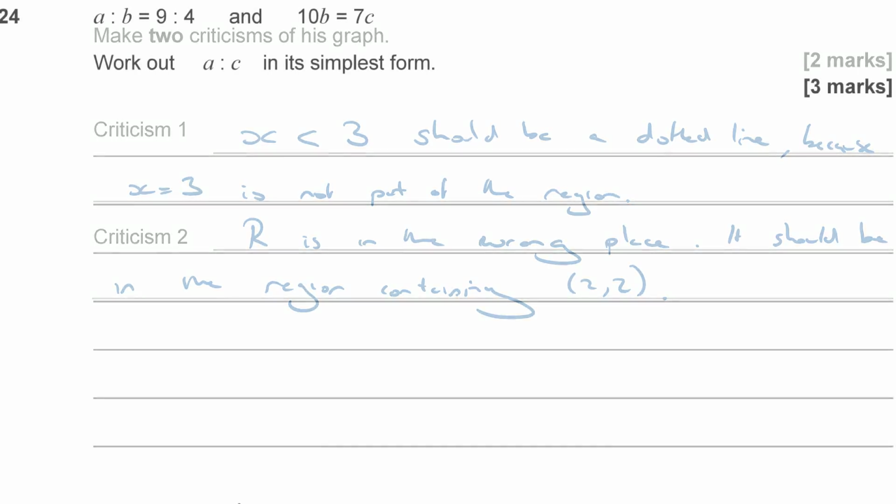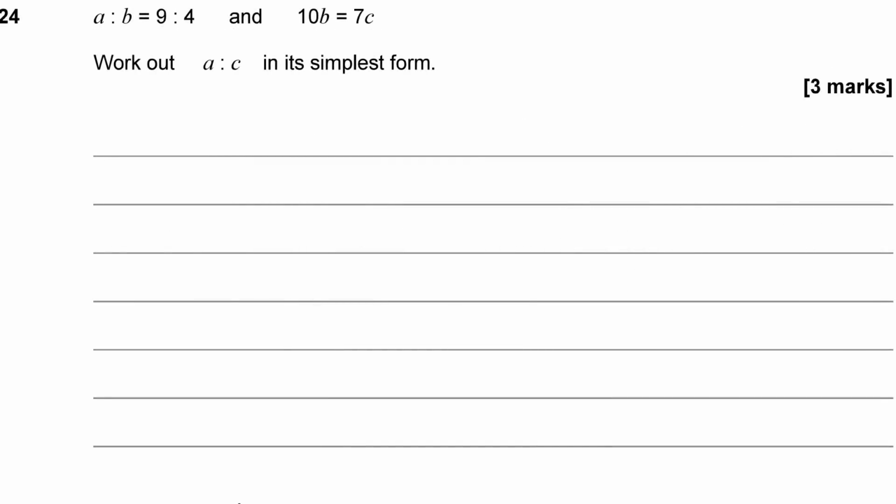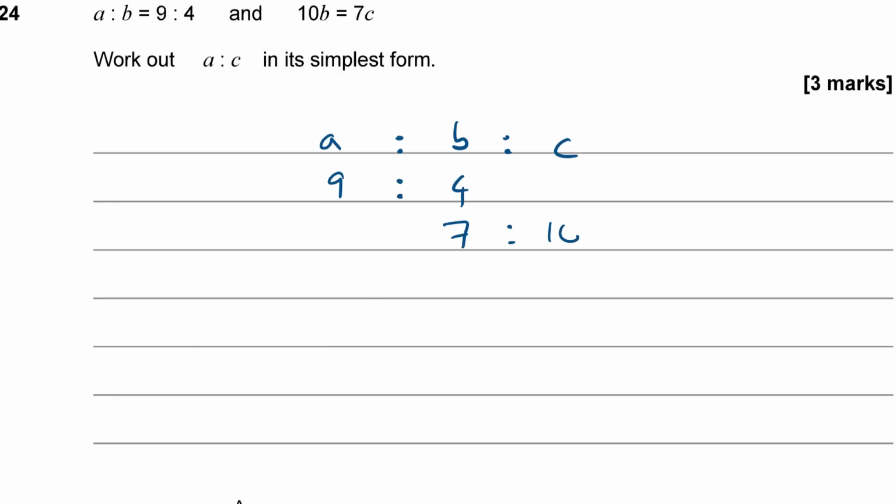Question 4. The ratio of A to B is 9 to 4, and we're told that 10B is equal to 7C. Now we need to work out what the ratio of A to C is. Okay, so what's the ratio of A to B to C? What do we know about these three ratios? Well, we know that the ratio of A to B is 9 to 4. We know that 10B is equal to 7C, so then the ratio of B to C is in the ratio of 7 to 10.